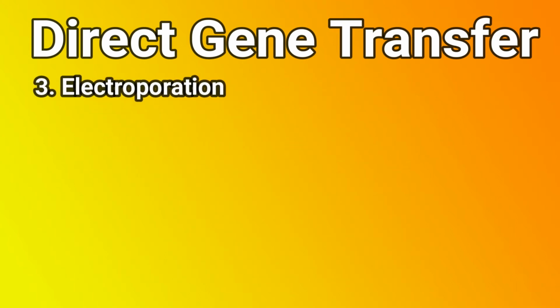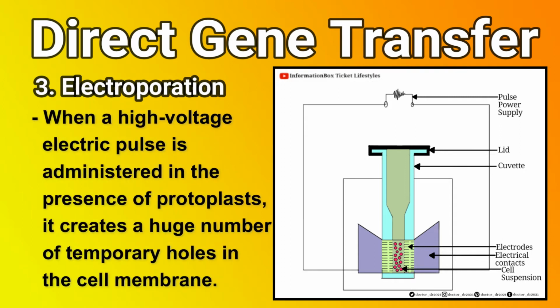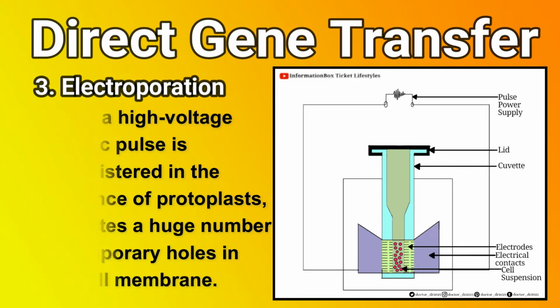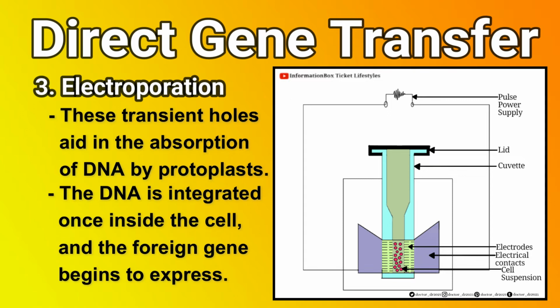Number 3. Electroporation. This is a physical way of delivering DNA into the plant protoplast across membranes using a quick pulse of high voltage direct current. When a high voltage current pulse is administered in the presence of protoplasts, it creates a huge number of temporary holes in the cell membrane. These transient holes aid in the absorption of DNA by the protoplast. The DNA is integrated once inside the cell and the foreign gene begins to express.